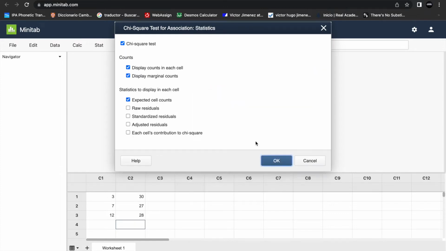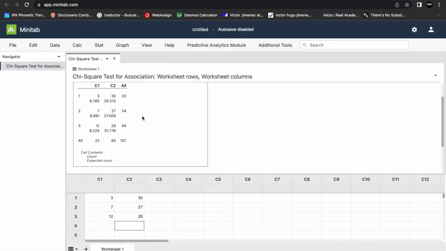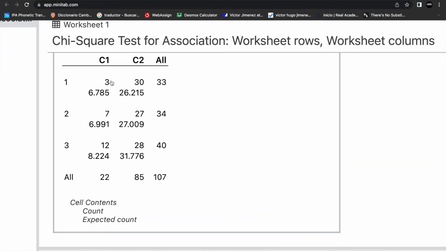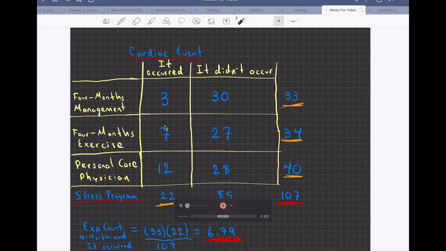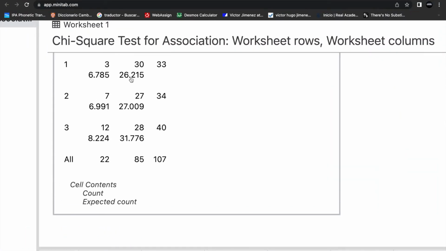We want the expected cell counts. Okay, and then OK. After you have done this, notice, these are the values, 3, 30, and below you will have the expected counts. For example, for the number 3 it is 6.78, which should be the same as what we got here. Well, it's 6.79, it's rounded up. So for 30, 26.215, for 7, 6.991, and so on.